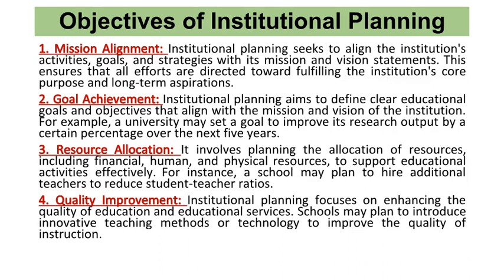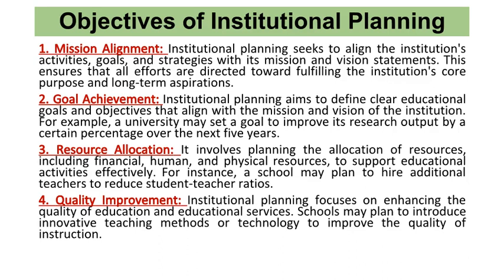2. Goal achievement. Institutional planning aims to define clear educational goals and objectives that align with the mission and vision of the institution. For example, a university may set a goal to improve its research output by a certain percentage over the next 5 years.